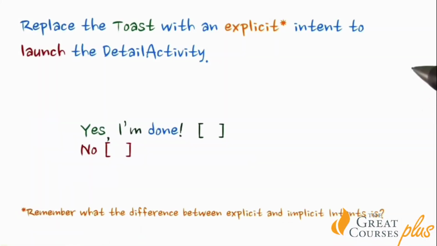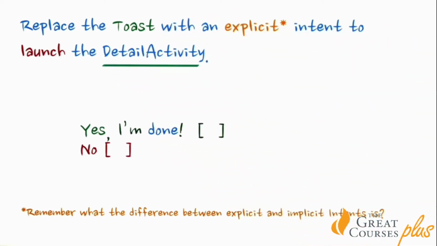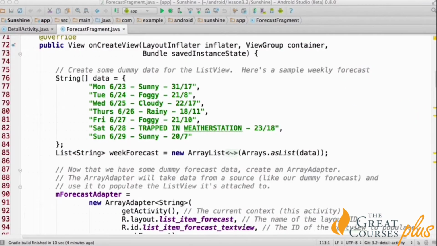Thanks, Rado. Now that you understand what intents are in glorious metaphor, let's use them to do something useful. We'll replace the toast with an intent to launch the detail activity. You'll need to pass in weather forecast data for the detail activity to display. For more information, see the intent extra constants defined in the intent class. The solution is to launch an explicit intent to the detail activity class.